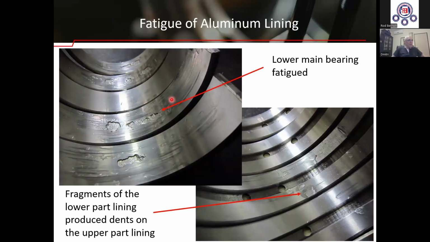In this slide, depicted are aluminum main bearings having a fatigue in the lower part. Here, in the lower part, you see missing lining. This is fatigued. These are the fatigued parts. The upper parts also have some distress, but this is not fatigue. These are dents on the aluminum surface produced by the fragments of lining delaminated from the lower parts.